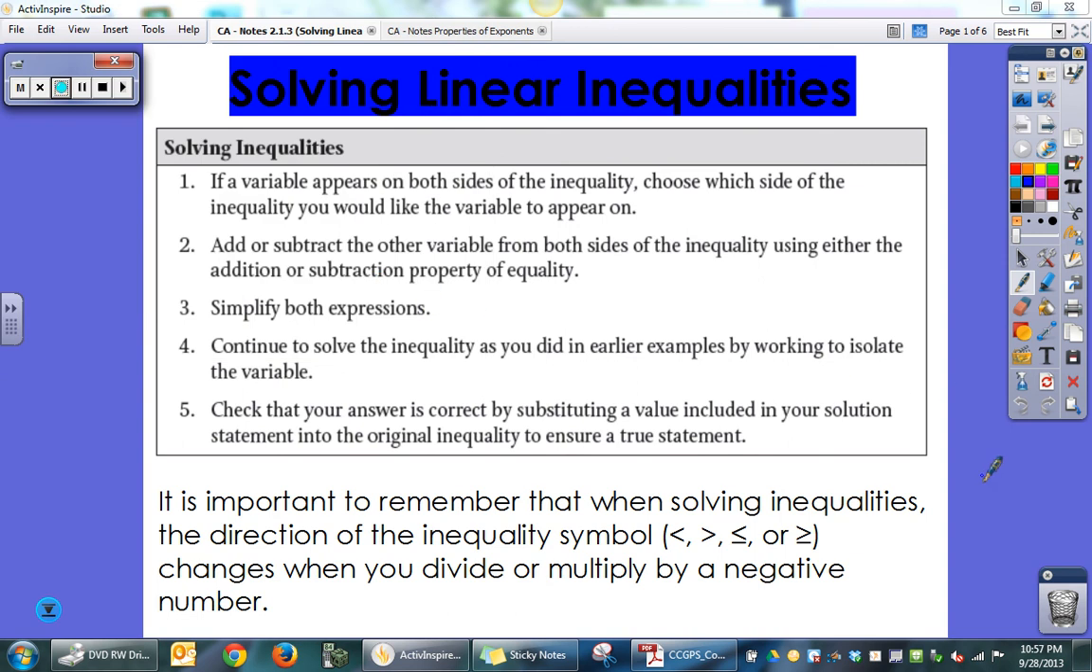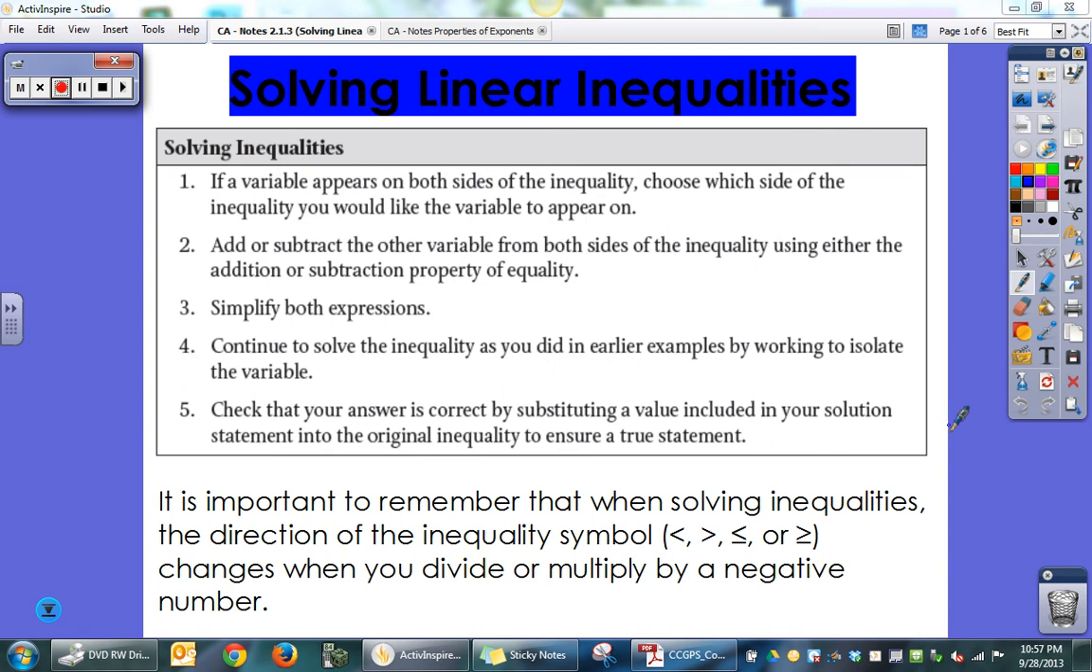This video is going to go through the steps for solving linear inequalities. You've got this table here that outlines some of the steps you can take. And once again, just like equations, you can always substitute your answer back into the original statement just to make sure that it is true.